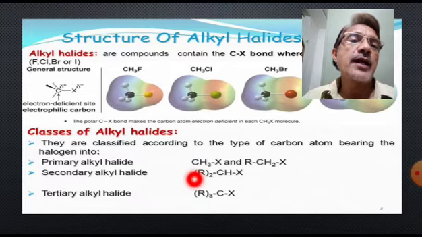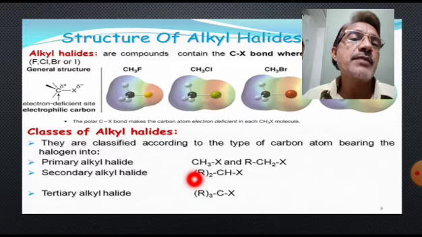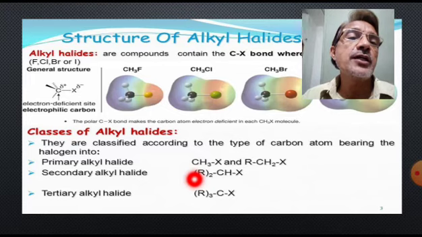Similarly, tertiary alkyl halides: R3C-X. In this tertiary alkyl halide, the halogen atom is bonded to a tertiary carbon. A tertiary carbon is the carbon which is bonded to three other carbon atoms or three other alkyl groups. Each alkyl group may contain one carbon. So, since the halogen atom is bonded to a tertiary carbon, it is called a tertiary alkyl halide.